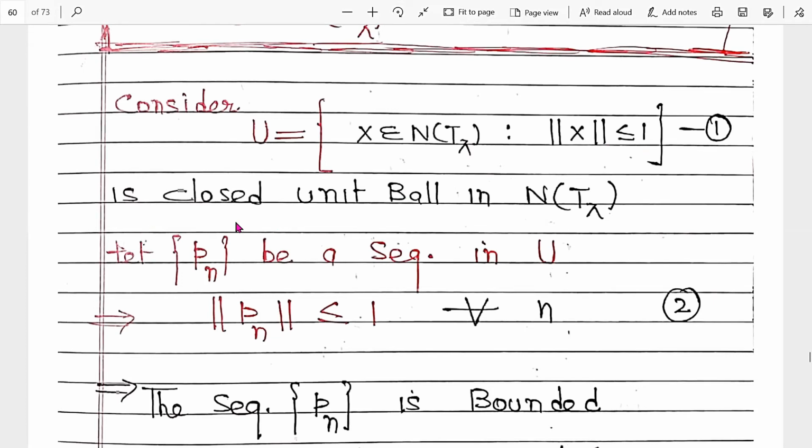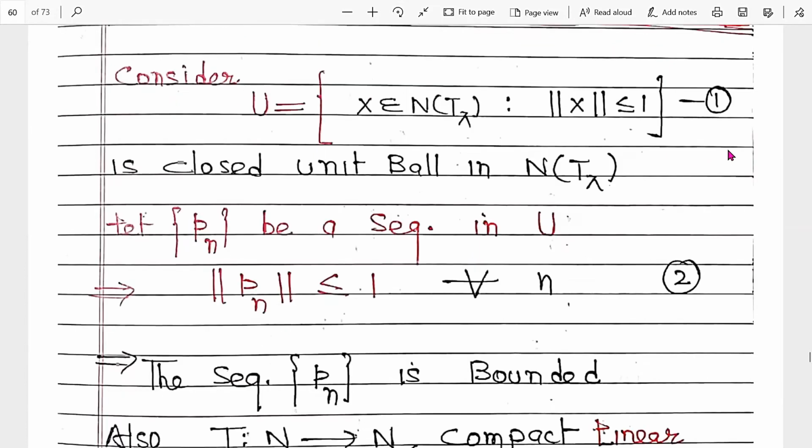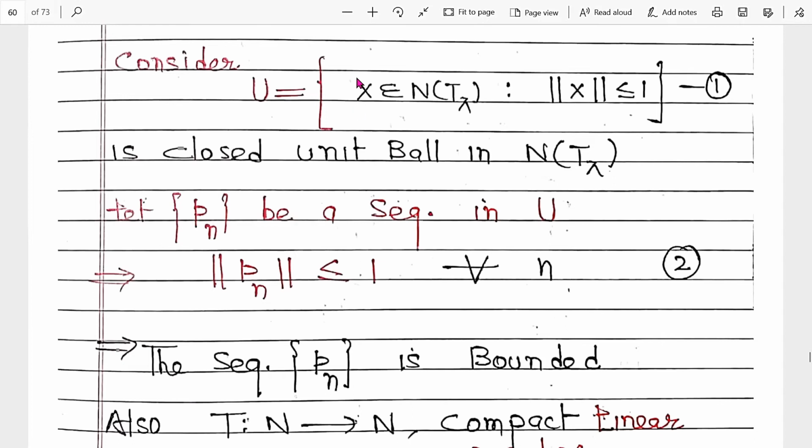So this is the closed unit ball in the nullity of T lambda, right? This is equation number 1. Now, if we take a sequence from this U, then it satisfies two conditions. One, its image under T lambda is 0. Second, its norm is less than or equal to 1. So let Pn be a sequence in this. It satisfies condition number 1.